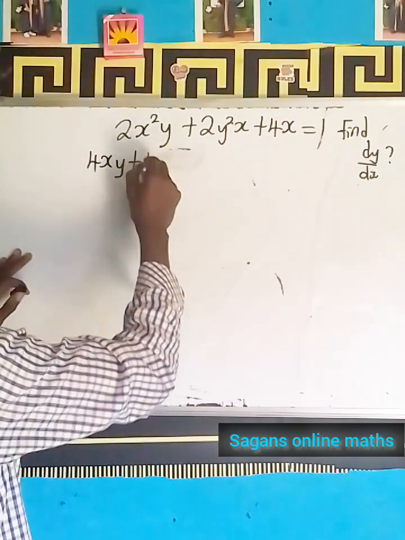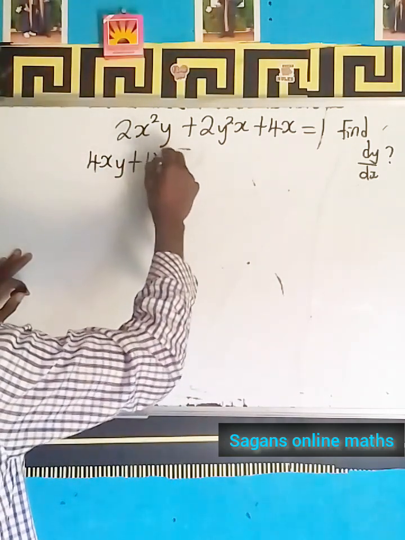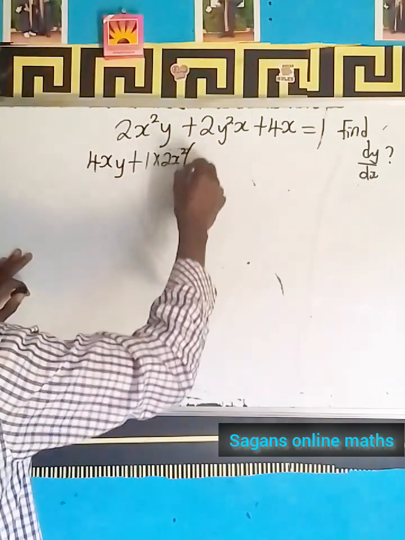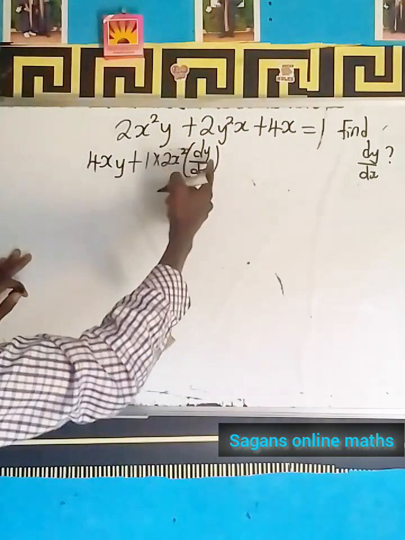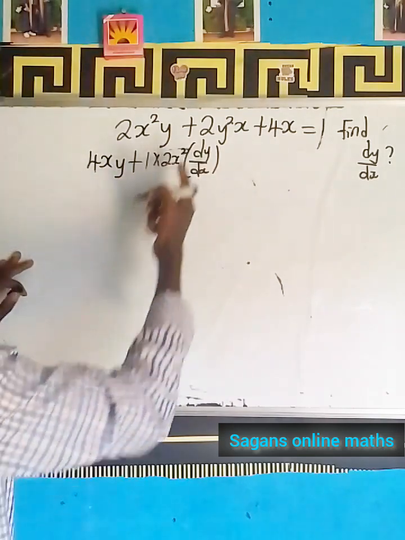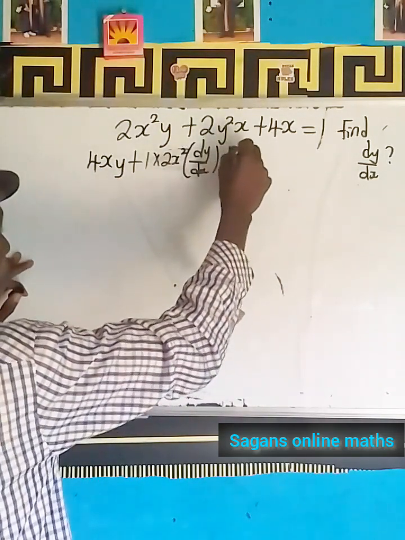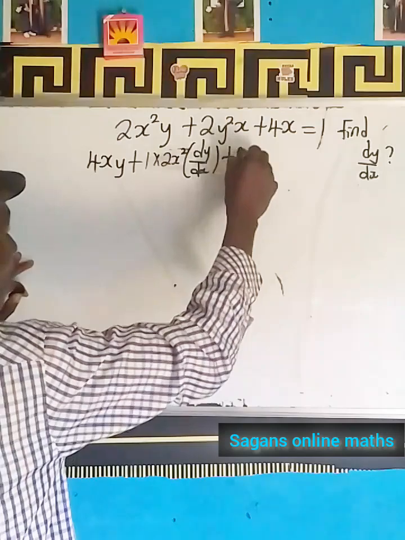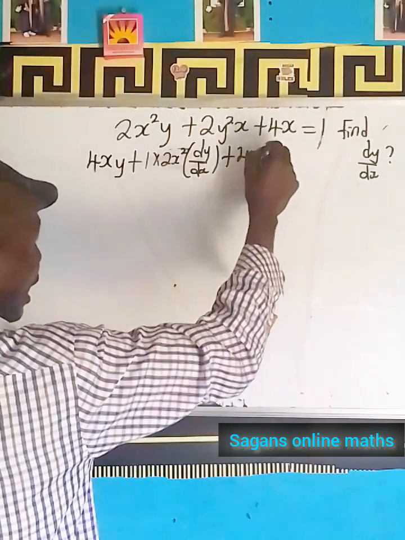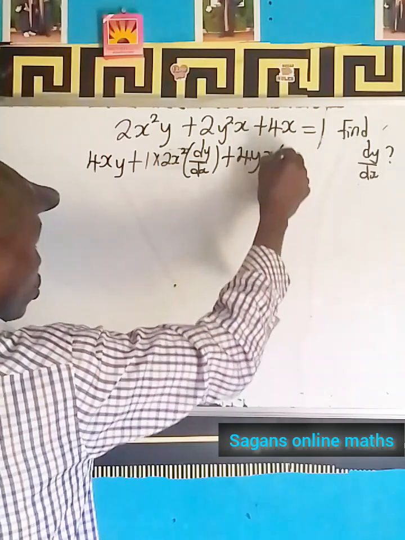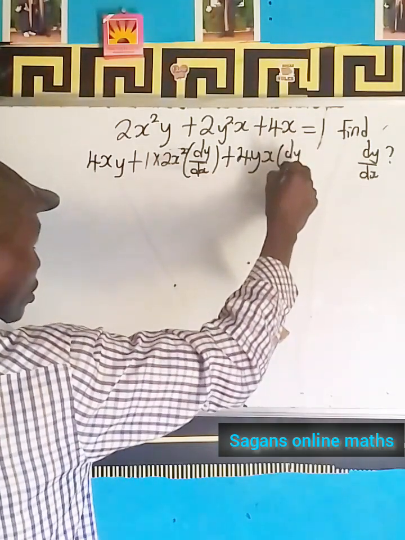So I'm differentiating y, I have 1 multiplied by 2x squared, then into dy over dx, because whenever I'm differentiating y, I must attach my dy over dx, right? Then this, I will also differentiate y, so this is plus 4y, then keep x constant, right? Then into dy over dx.